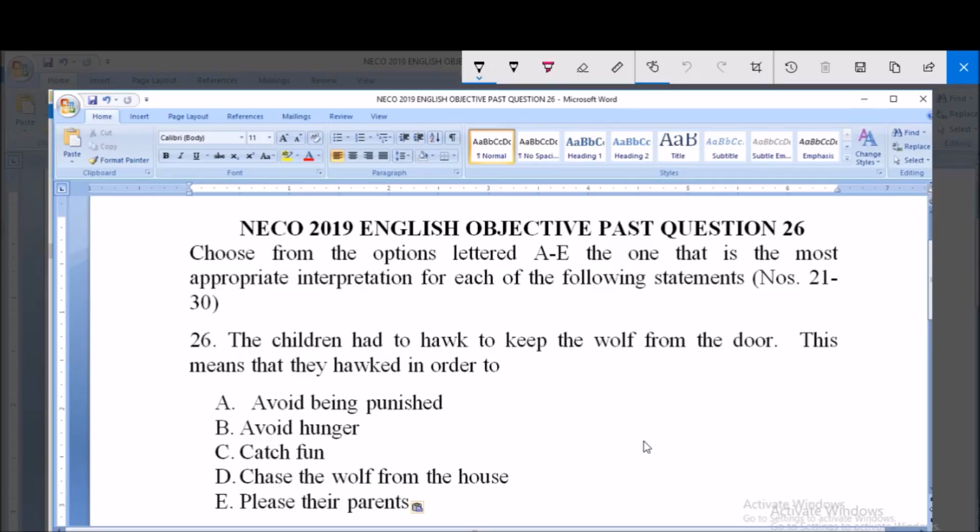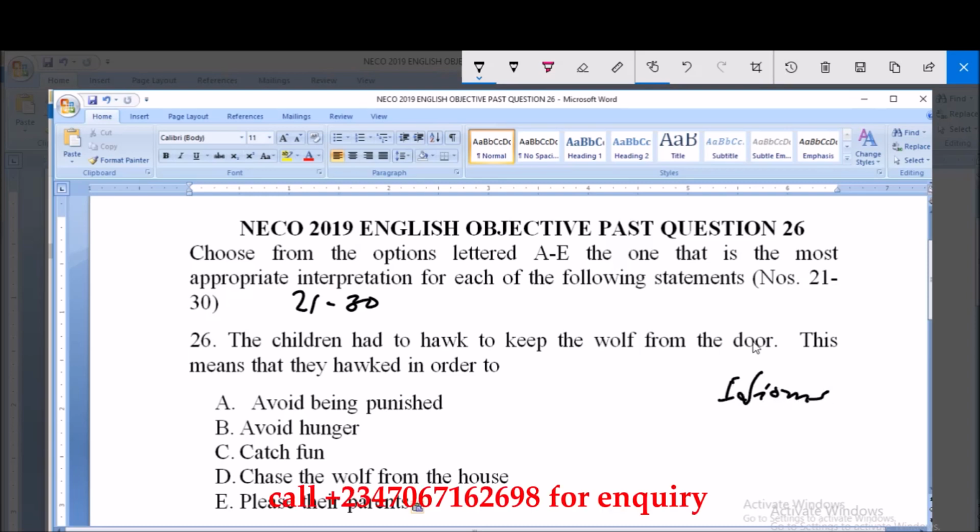Welcome, this is NECO year 2019 English Objective Past Question, question number 26. To this question, the instruction says choose from the options letter A to E the one that is the most appropriate interpretation for each of the following statements. So we are using this instruction to answer question number 21 to 30, and this question is coming from a topic called idiom, and this sentence here says the children had to walk to keep the wolf from the door.